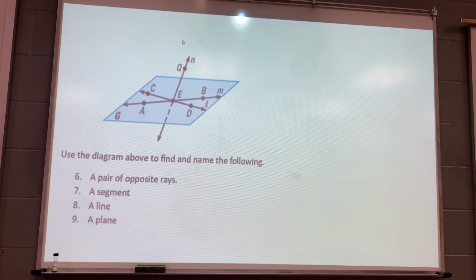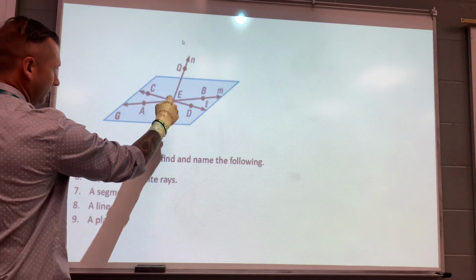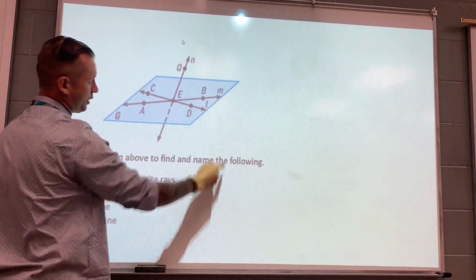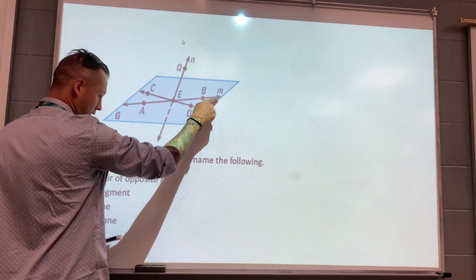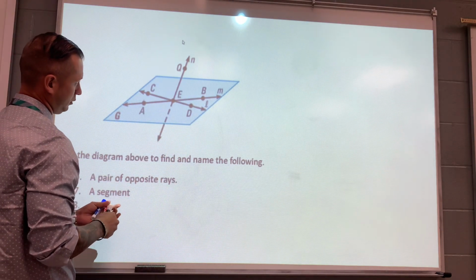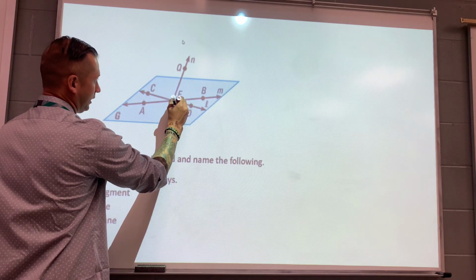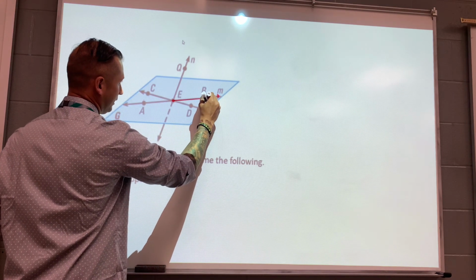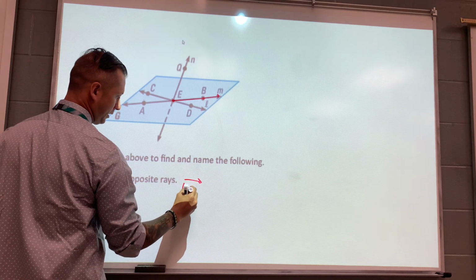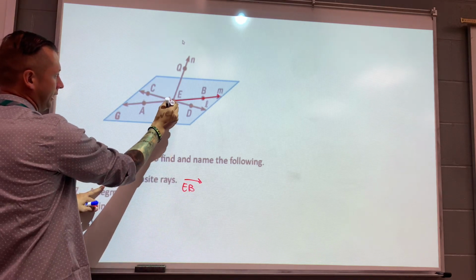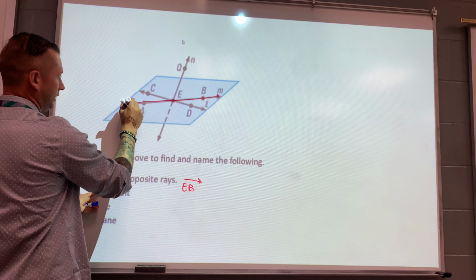All right, use the diagram above to find and name the following. So a pair of opposite rays. Opposite rays are lines that have one endpoint and go a direction through another point. Opposite rays would be rays that go in opposite directions. So there's 2. There's ray EB. Its opposite ray would be EA.